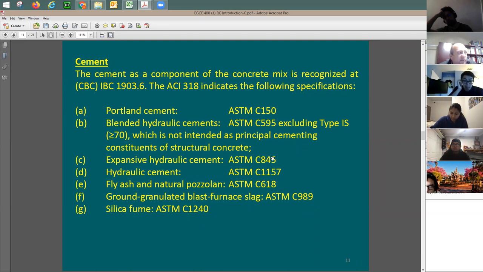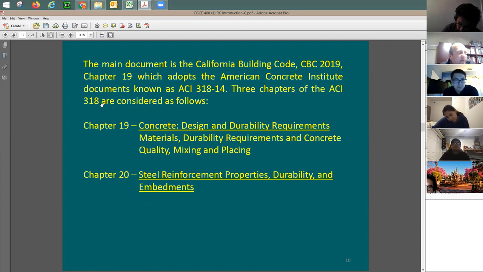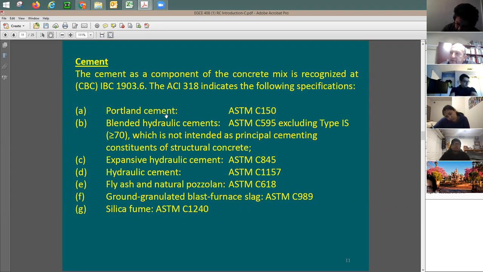What does ASTM stand for? ASTM is American Standards for Testing and Materials. There is a difference between a specification and a code. In the previous slide, the code gives you the minimum requirements to design a building. A specification is different. Any ASTM specification is a piece of paper that includes all the requirements to call the cement a cement. For example, in order to call this cement Portland cement, you go to the specification ASTM C150. It gives you all the chemical composition, all the physical properties, and all the mechanical properties of this cement.